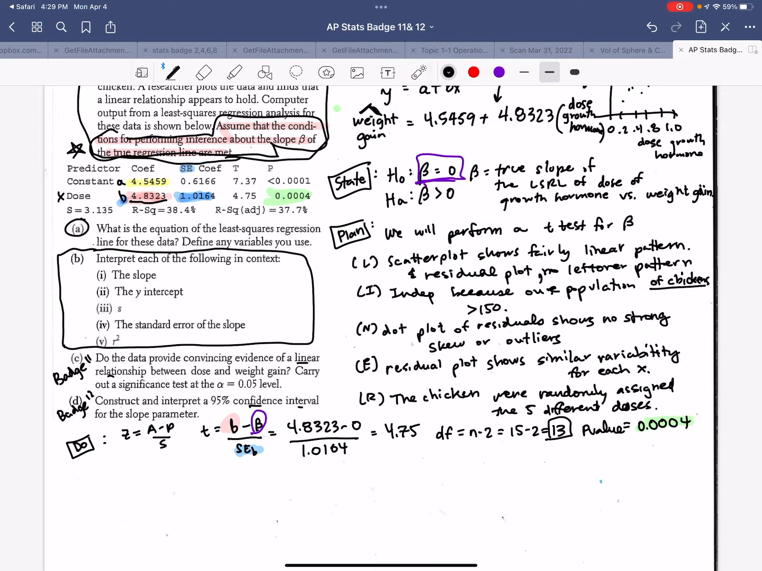Okay. Oh, and that's a point. I like the word, I'm doing an inference for slope. b is slope. State, plan, do. Ready to conclude.